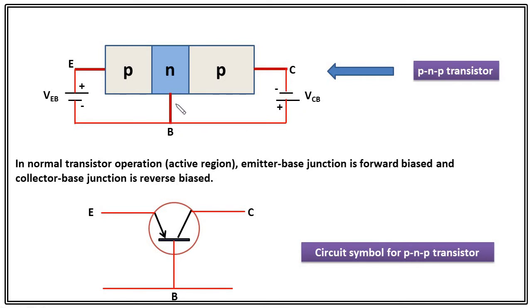In this way, we can make the emitter to base junction forward biased and the collector to base junction reverse biased. Now, if you are concerned about the magnitude of the voltage, then just keep the voltage of the emitter junction greater than the voltage of the base junction, and the voltage of the base junction should be greater than the voltage of the collector junction. In that way, you can satisfy this condition, that is, the emitter to base junction is forward biased and the collector to base junction is reverse biased.